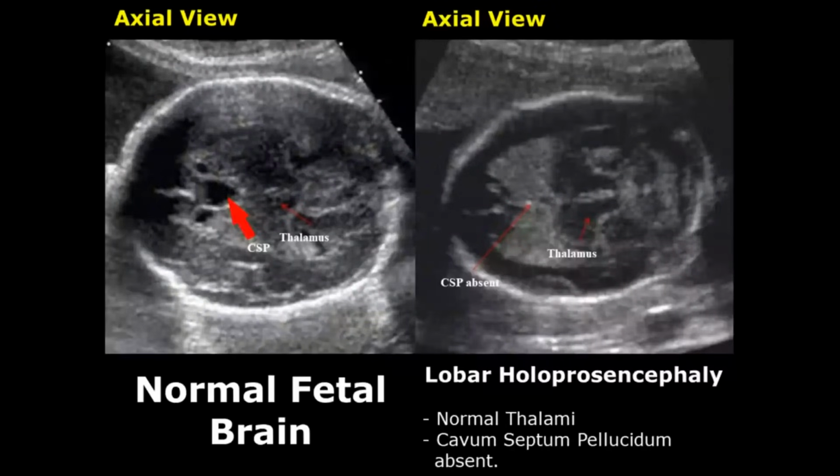Lobar Holoprosencephaly is the least severe form. In this, the thalami are normal, but the cavum septum pellucidum is absent.